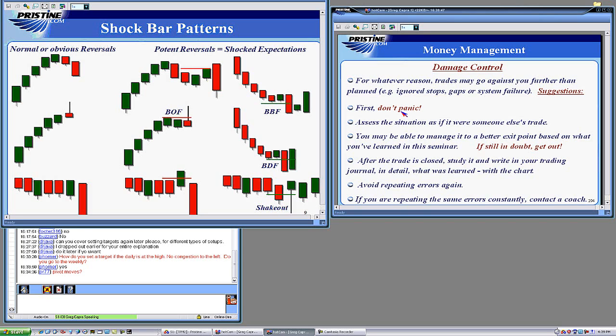You should have your broker's phone number on speed dial. You should have it in your cell phone. You're prepared. You know what you're going to do when these types of situations happen. Assess the situation as if it's someone else's trade. It may help you think more clearly and see if there's a better place to get out of it.